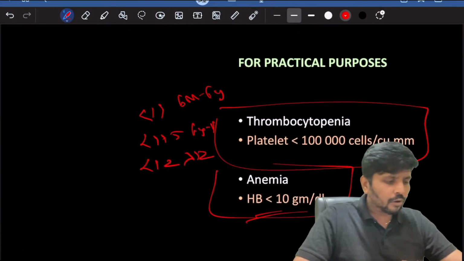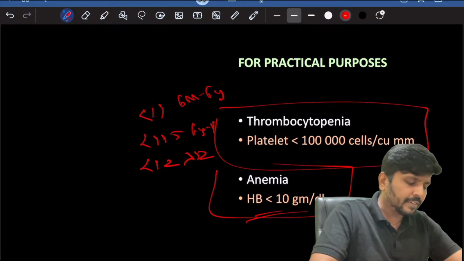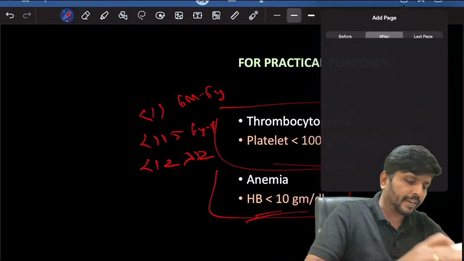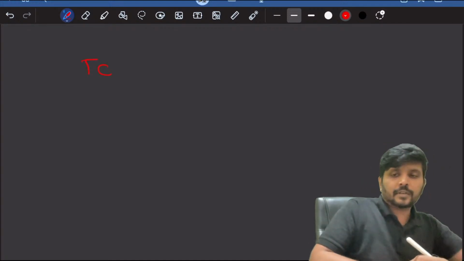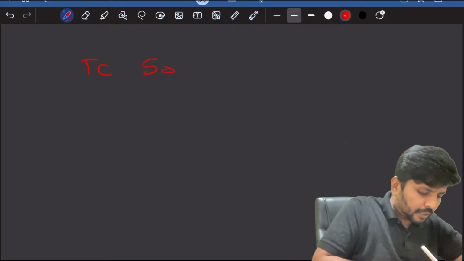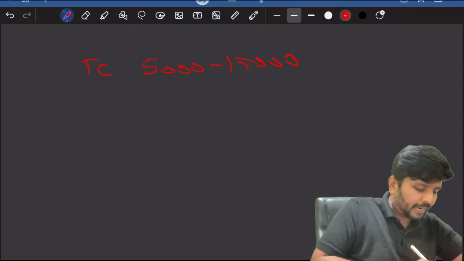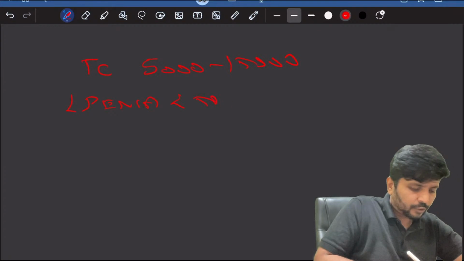Anemia. So a small revision. What is the small revision that we need to have? Let me ask you again. The total count is between 5,000 to 15,000. What is meant by leukopenia? Leukopenia means less than 5,000.